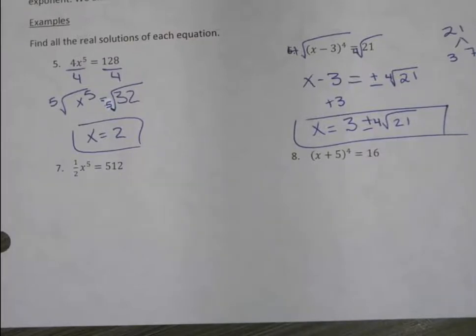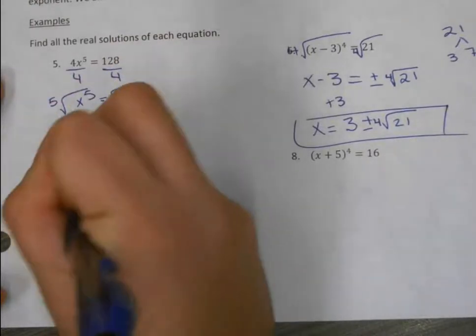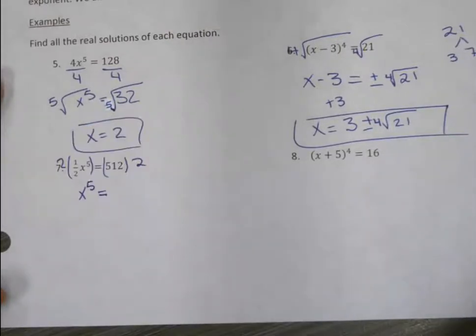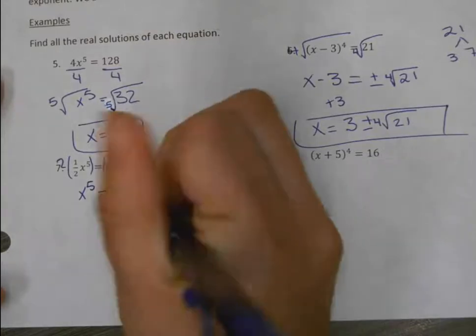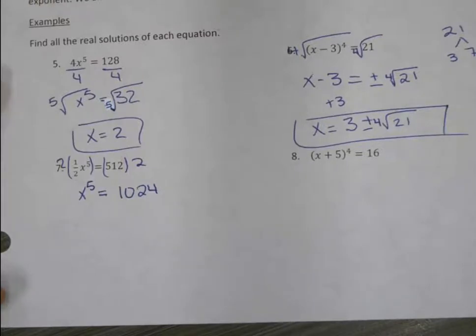Okay, so on number 7, how do I want to start this one off? Divide by a half? What's another way of dividing by a half? How about multiplying? I could divide by a half if I really wanted to. What's 512 times 2? 1024.